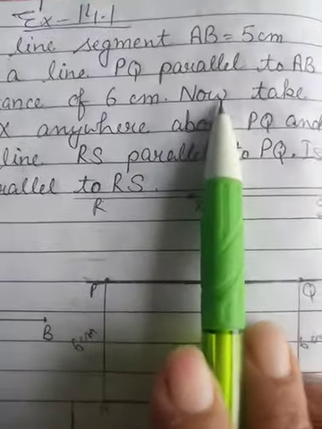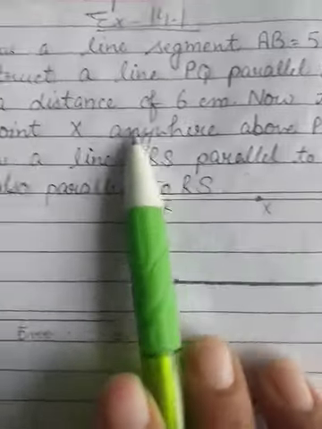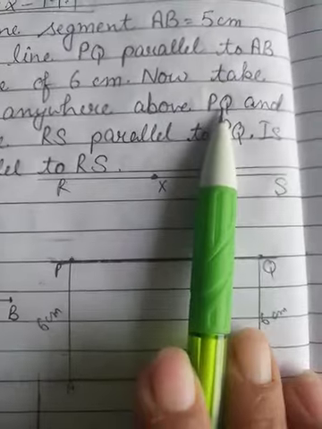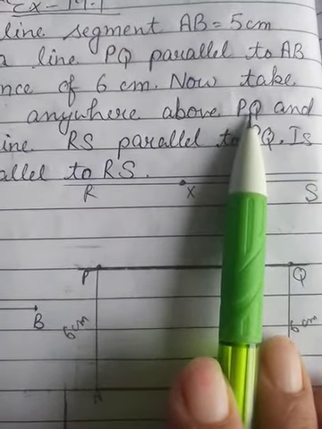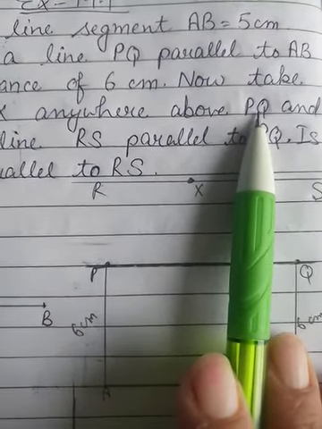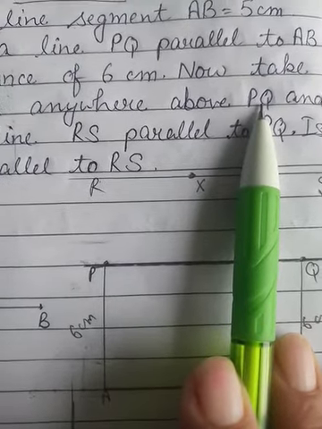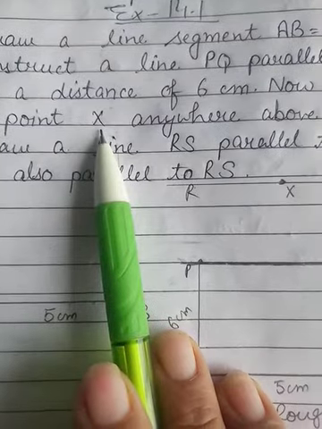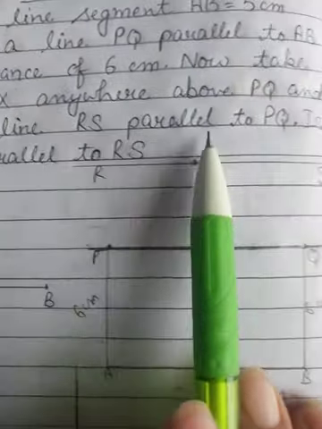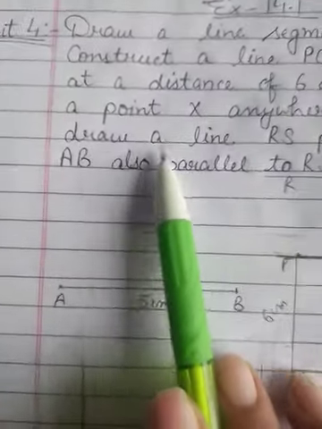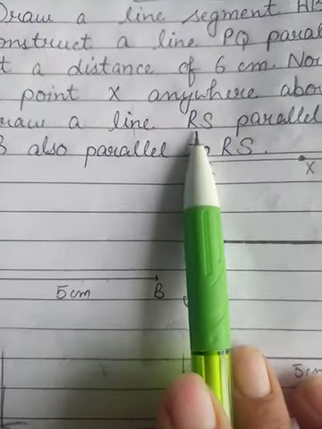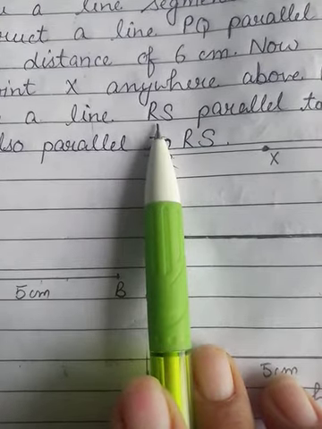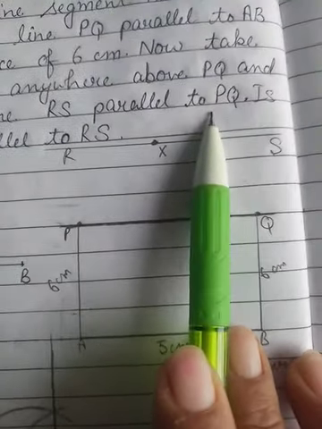Now after that, take a point X anywhere above PQ. So now on the new line which we made above that line segment, we need to take any point, that will be X. And draw a line RS, and we need to construct one more line. The name of that line segment should be RS and it will be parallel to PQ.